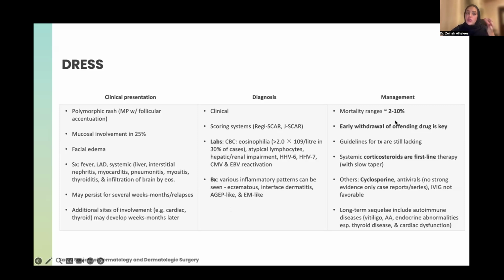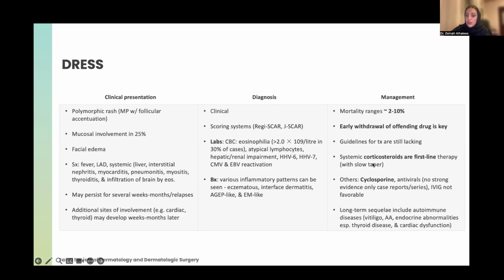Why is it important to recognize? There is a little bit of an associated mortality, up to 10% in patients with DRESS. The most important thing with DRESS is obviously early recognition of the diagnosis as well as early withdrawal of the offending drug. So this is your most important step. We still don't have guidelines for treatment. However, systemic corticosteroids remain the first-line therapy with a slow taper.